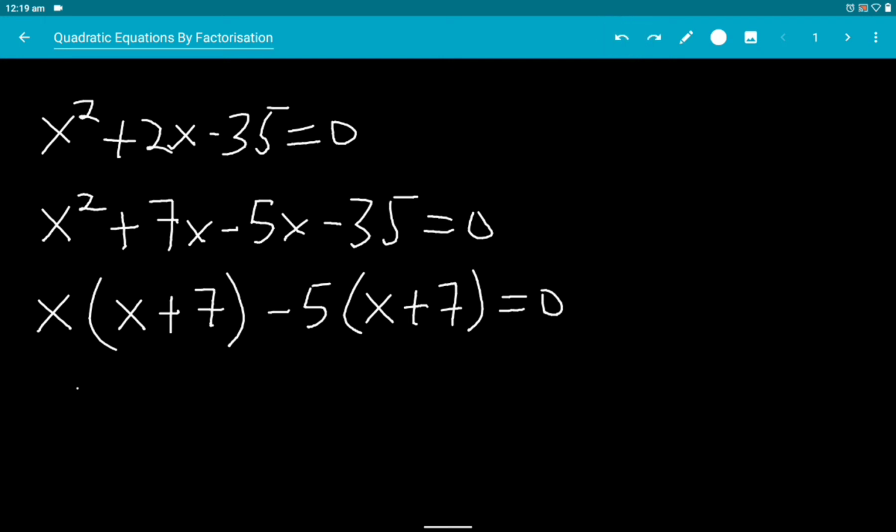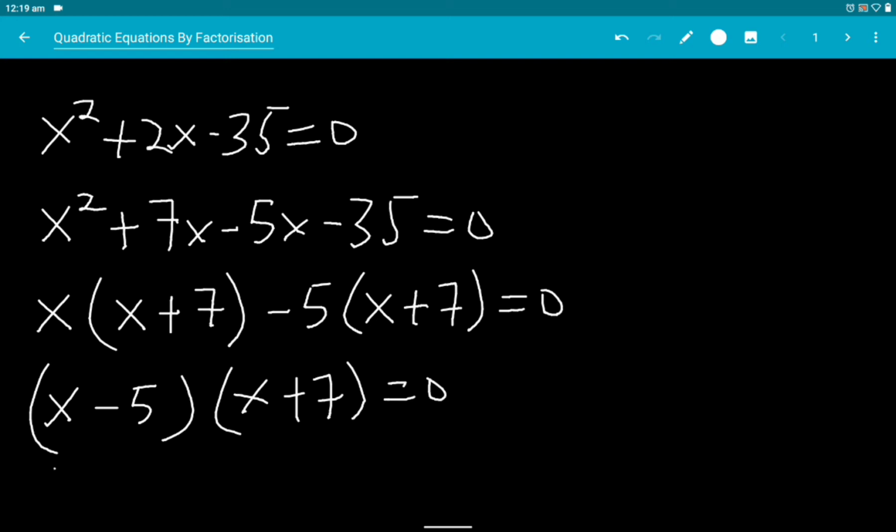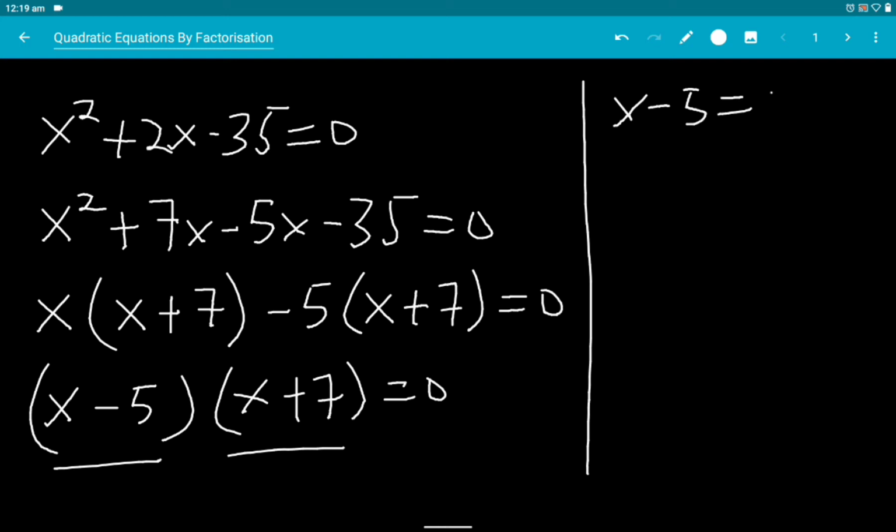Okay, so now that we've done that, we group the x and the negative 5 aside, and these two brackets are the same, so we take one of them. So we say we have x minus 5 and then x plus 7 is equal to 0. Now we equate each factor to 0 and find our answer. So my first answer will be x minus 5 is equal to 0.